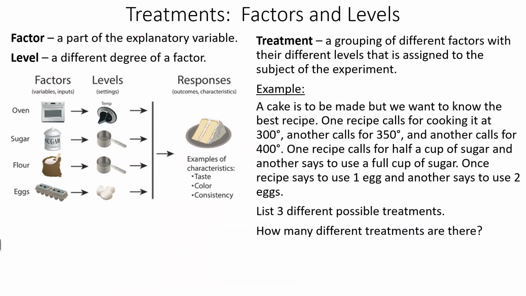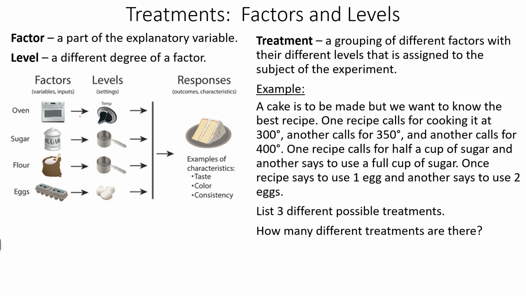The next thing I want to talk about is factors and levels. When we're talking about our treatments or explanatory variable, a factor is a specific part of the explanatory variable, and a level is a different degree of each factor. So factors are broken down into levels, and explanatory variables are broken down into factors.